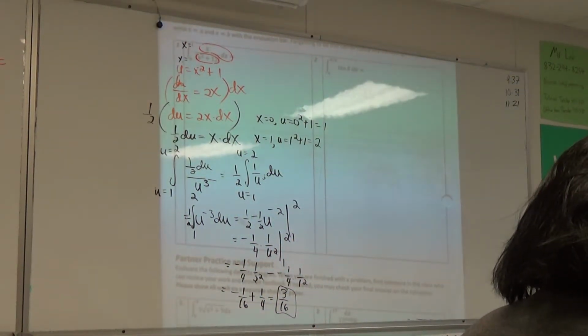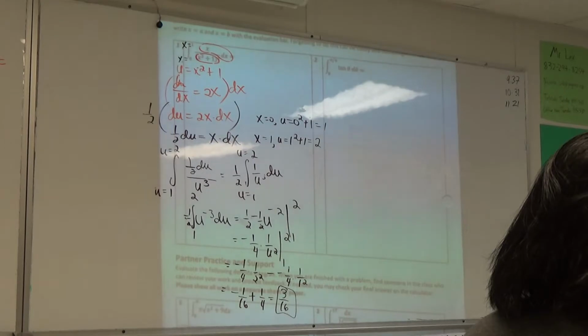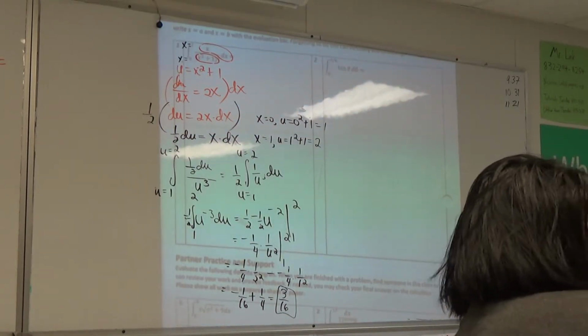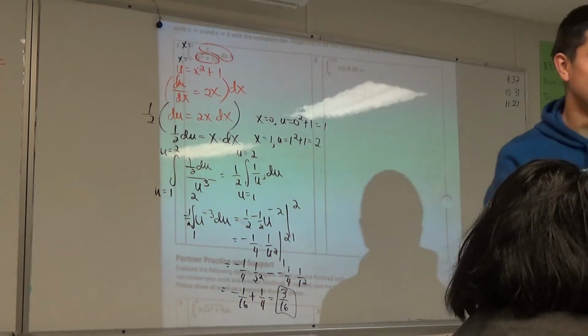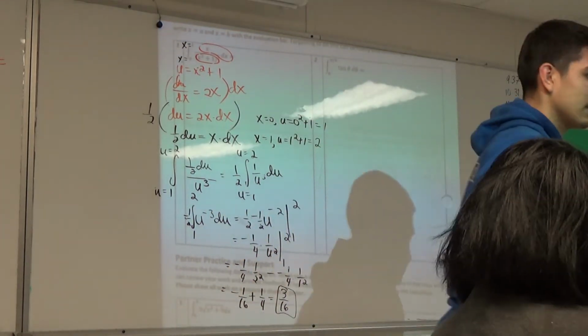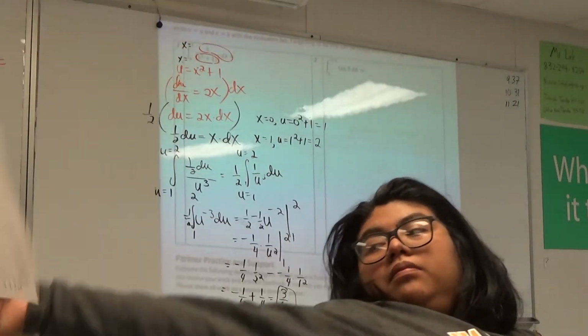Partner practice number 1. Oh, take the box. No, because I didn't see the 3/16 on there. Give me one of those. 1 over 16 is right.